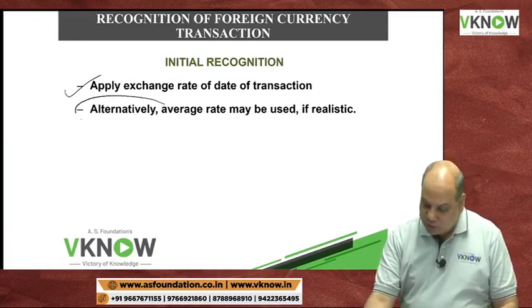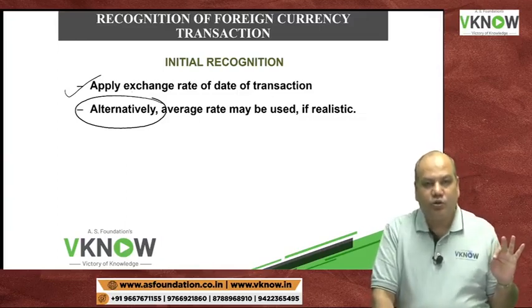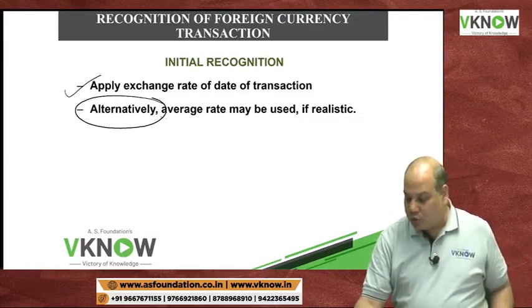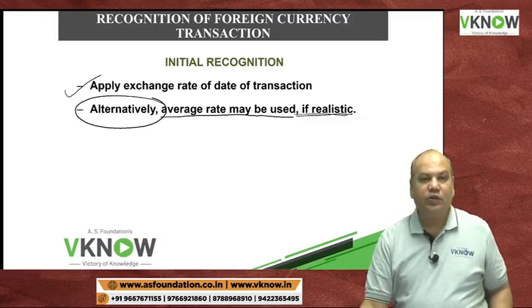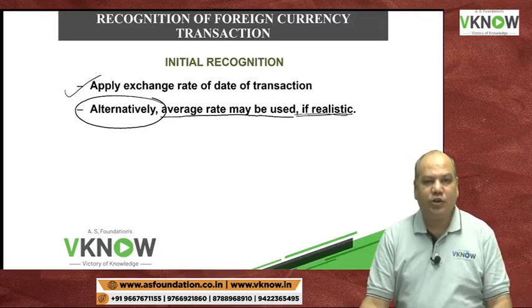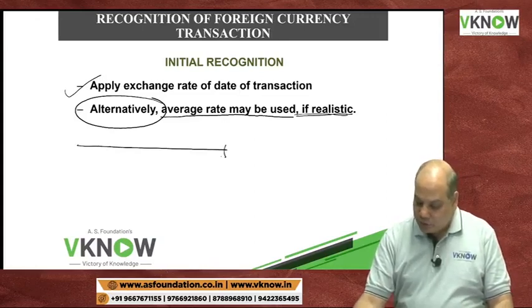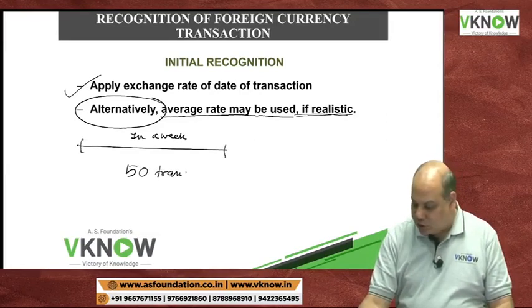But there is an alternative treatment also suggested. Another choice is given. You can use average rate if average rate is realistic. Now, some companies may have a high frequency of transactions in foreign currency. So let us say in a week, you have 50 transactions in foreign currency.